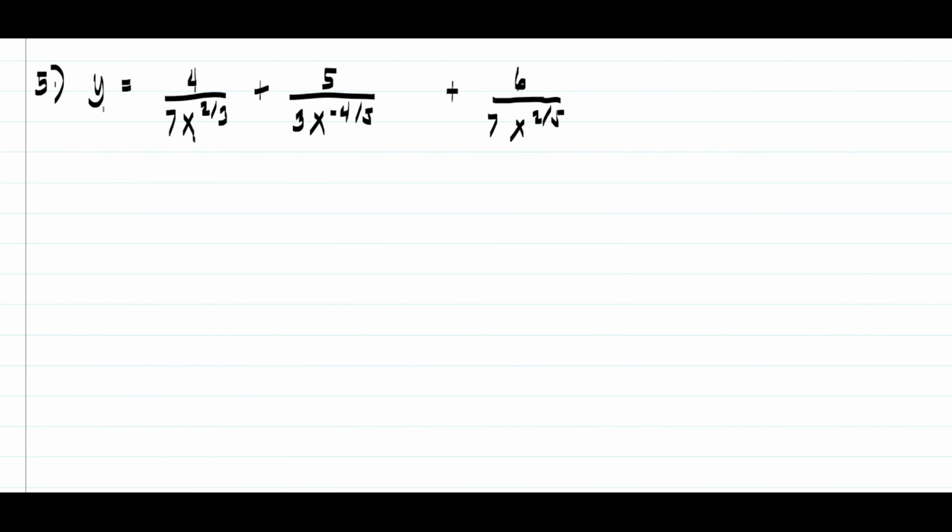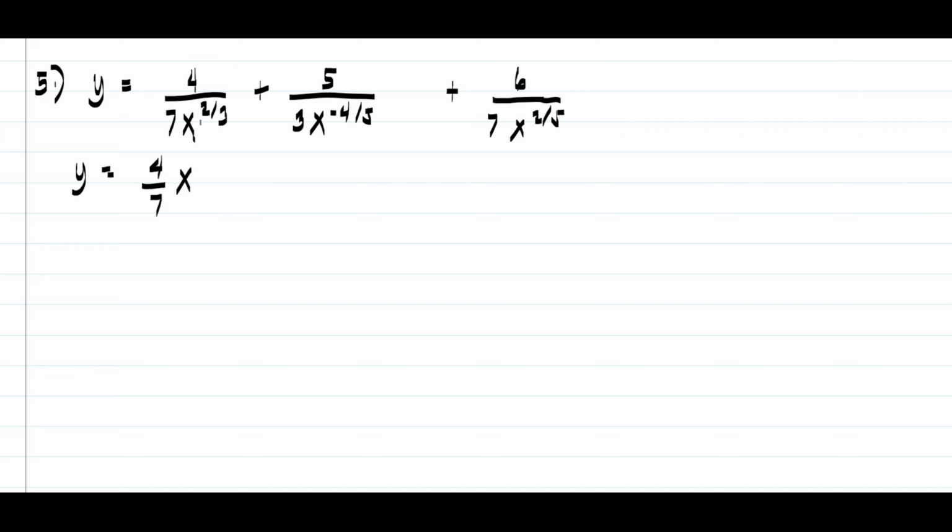On example number 5, we have y equals 4 over 7 x raised to 2/3 plus 5 over 3 x raised to negative 4 over 5 plus 6 over 7 x raised to 2 over 5. So in order for us to simplify this one, let us move the variable x into the numerator. So this is y equals 4 over 7 x.